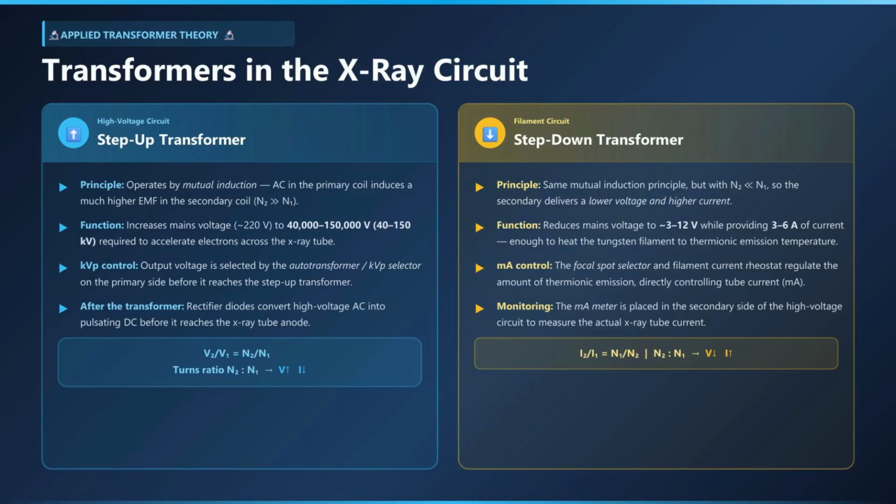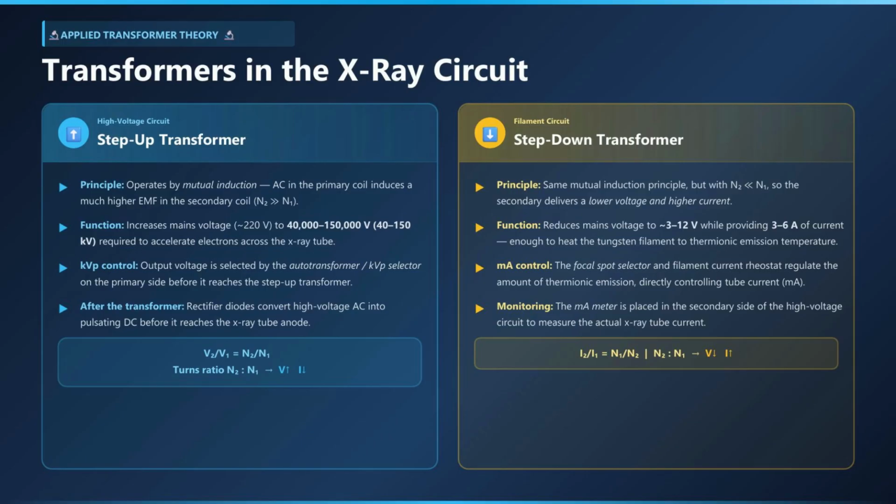Finally, let's apply everything we've learned directly to the X-ray imaging system. On the high voltage side, we have the step-up transformer. It operates by mutual induction with many more turns in the secondary winding than in the primary. Its job is to take a much lower incoming voltage and increase it dramatically into the range required for X-ray production, which is 40,000 to 150,000 volts, or 40 to 150 kilovolts. This high potential difference is what accelerates electrons from the negatively charged cathode toward the positively charged anode.